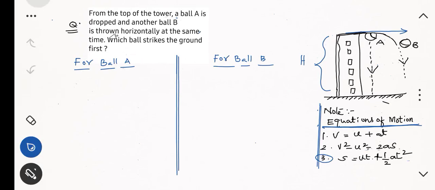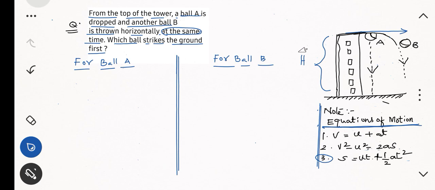Hi students, let us try to understand the question. From the top of the tower, a ball A is dropped and another ball B is thrown horizontally at the same time. Then which ball strikes the ground first? This is the question. Let us understand.